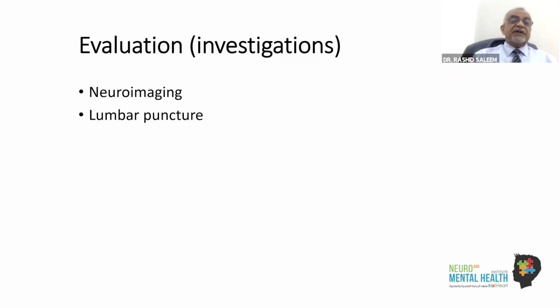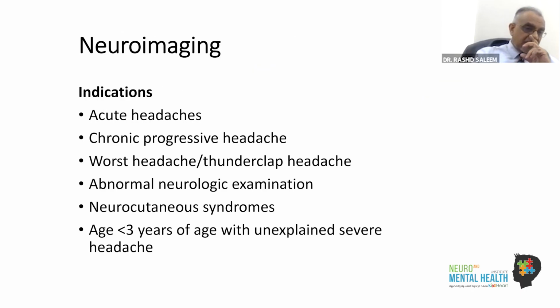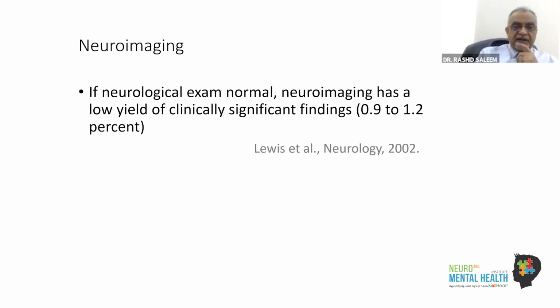Okay. The neuroimaging and lumbar puncture in headaches. Neuroimaging, why do you want to do it? You want to do it for secondary causes which are intracranial. As I mentioned, acute headaches can have intracranial problems, for example, trauma leading to a bleed. So you will need a CT scan. If there is a chronic progressive space occupying lesion, you will need an MRI. So that imaging will be important. Abnormal neurological examination and neurocutaneous syndromes, all these would require neuroimaging.